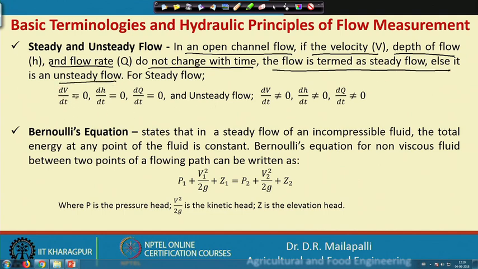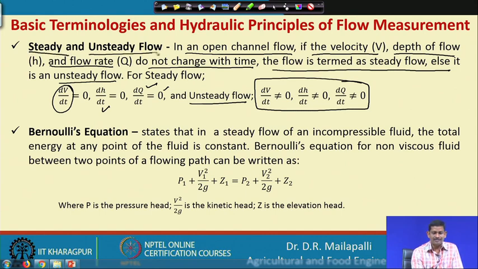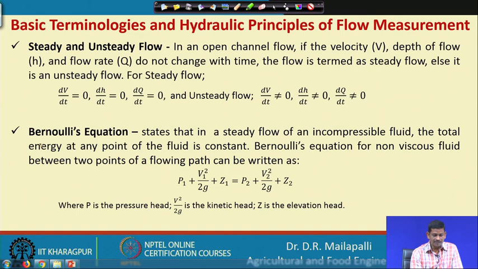Suppose dV by dt, the change of velocity with respect to time, is equal to 0, the change in depth with respect to time is 0, and the change in flow rate with respect to time is equal to 0. Whereas for unsteady flow, these are not equal to 0. So, this is steady and unsteady flow, whereas uniform and non-uniform flows refer to space, while steady and unsteady refer to time. That is the only difference. And Bernoulli's equation.